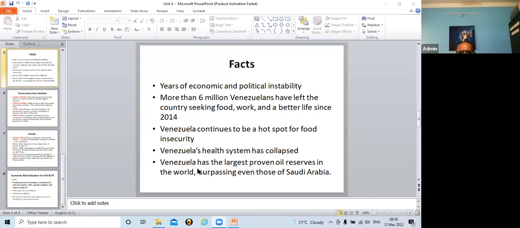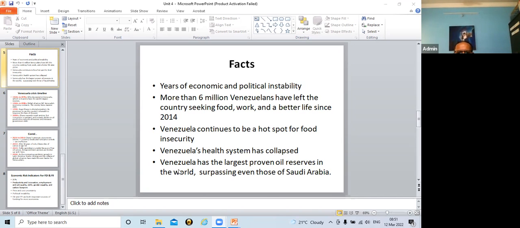Then, Venezuela has the largest proven oil reserves in the world. So this is a good thing for Venezuela. They are rich with oil reserves. But because of political instability, in spite of having this kind of quality, because they are rich with oil reserves, in spite of this, they entered into this situation, and that is just because of political instability.